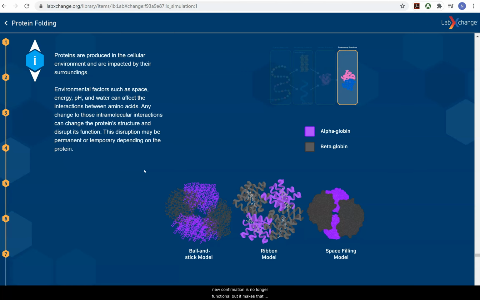That new conformation is no longer functional, but it makes that harder, more solid structure of the egg white that you're familiar with. Right? Depending on the environmental change, this change could be permanent, like cooking an egg, or it might be temporary if it's just a slight pH change that when it's reverted can go back to its original state.